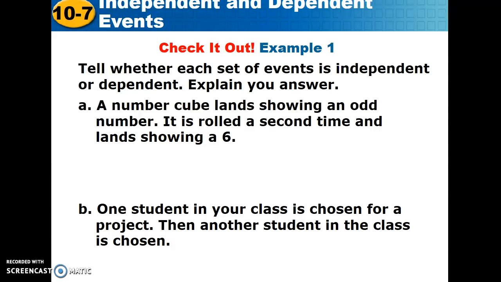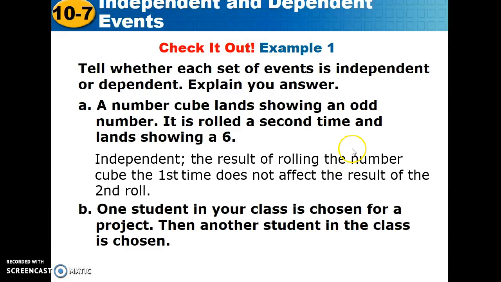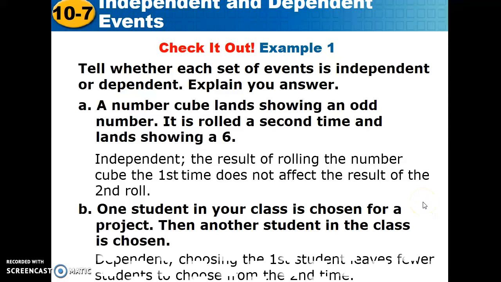You guys check it out. Example 1 says tell whether each set of events is independent or dependent and explain why you think so. Come right back here and we'll check our answers. So looking at the first problem, a number cube, meaning a dice, lands showing an odd number. It's rolled a second time and lands showing a 6. Well, the first time we rolled it, we don't take anything away from the dice. It still has 6 sides for the second event. So we call these independent events. The result of rolling the number cube the first time doesn't affect the result of the second roll.